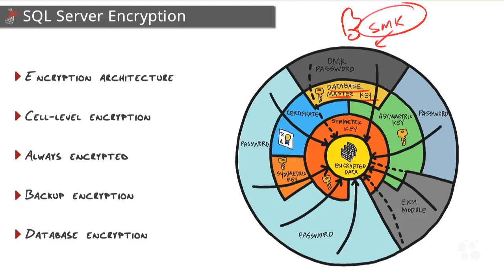Database Master Keys can be used to protect certificates, which are digitally signed public keys, and we can create self-signed certificates directly in SQL Server or have one issued and signed by a CA, a certificate authority. DMKs can also encrypt asymmetric keys. Now, asymmetric keys are public-private key pairs that can be used to decrypt data encrypted by the other.